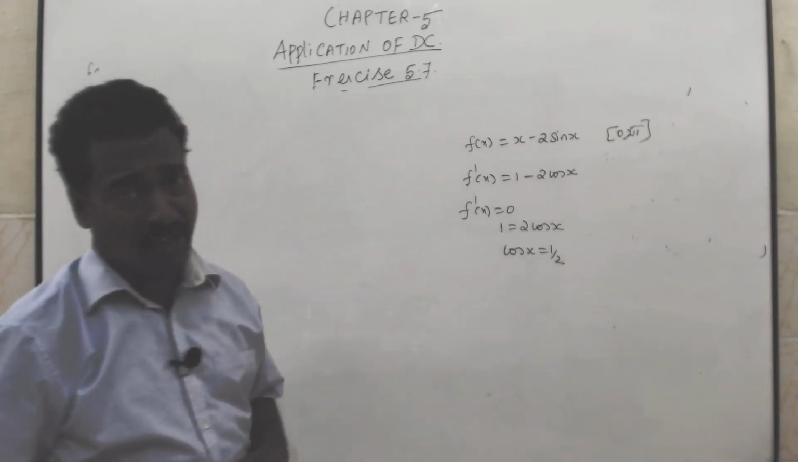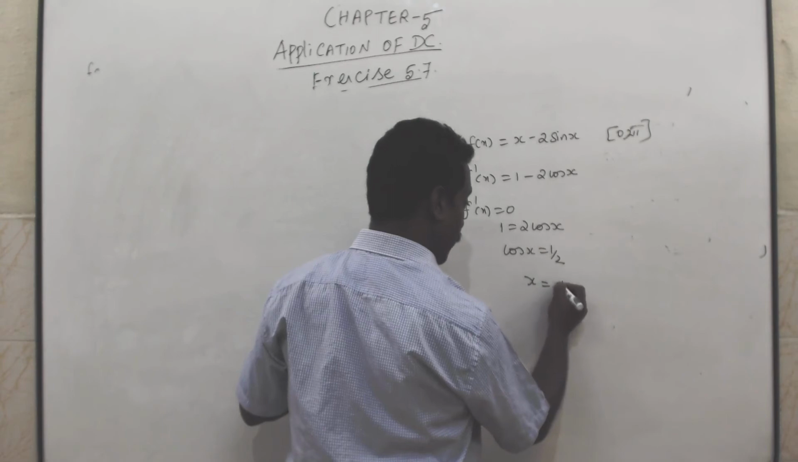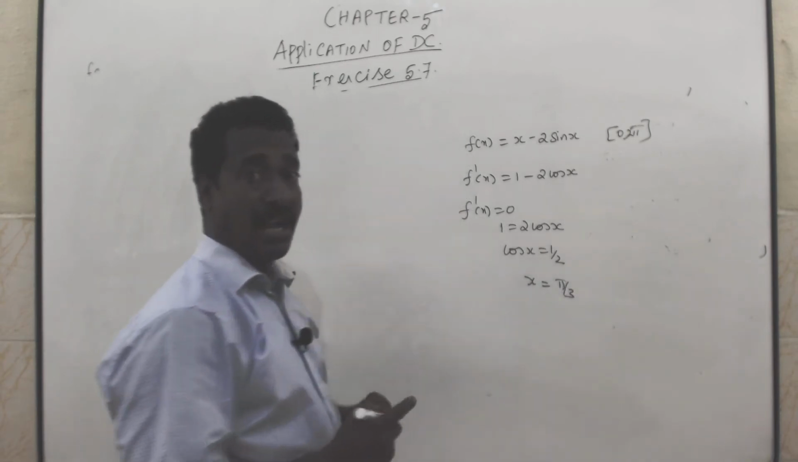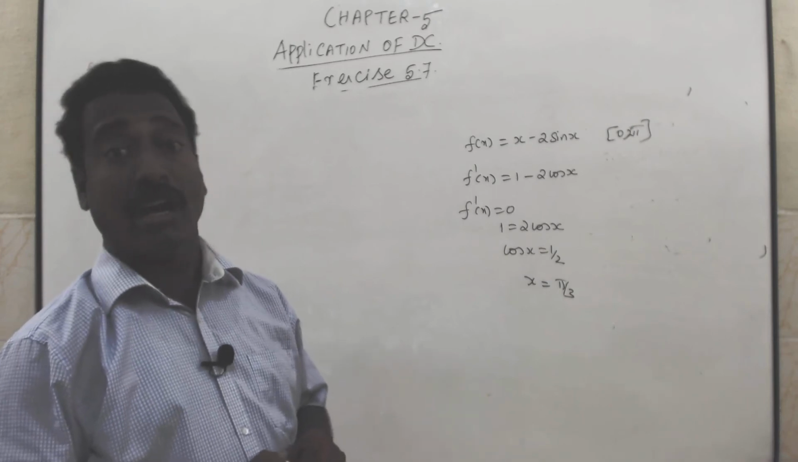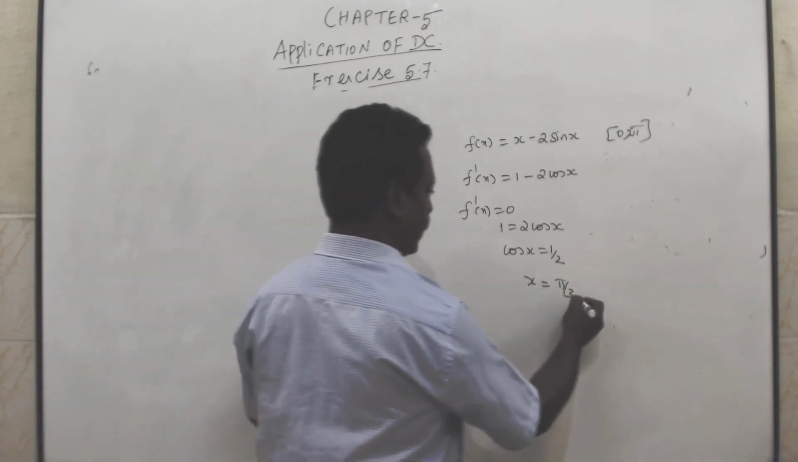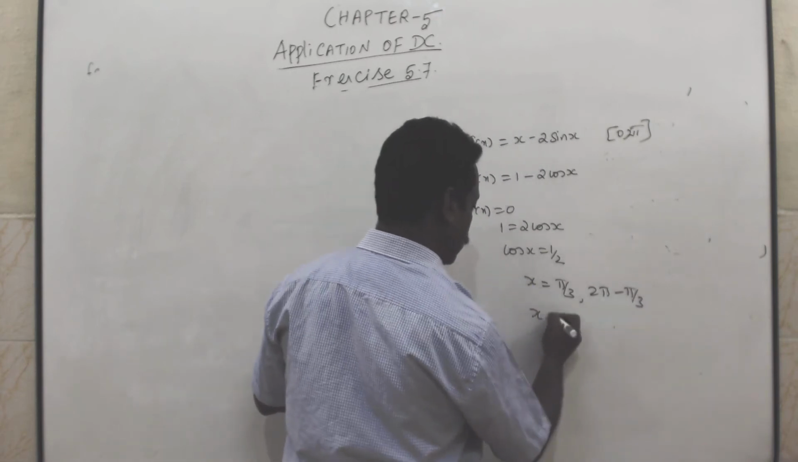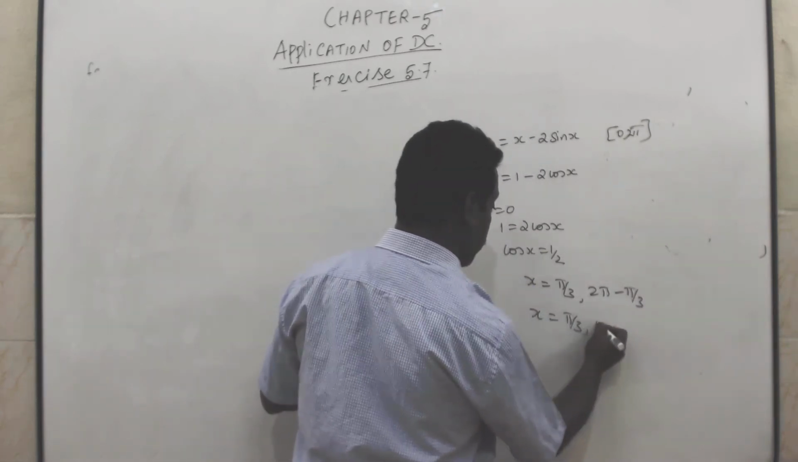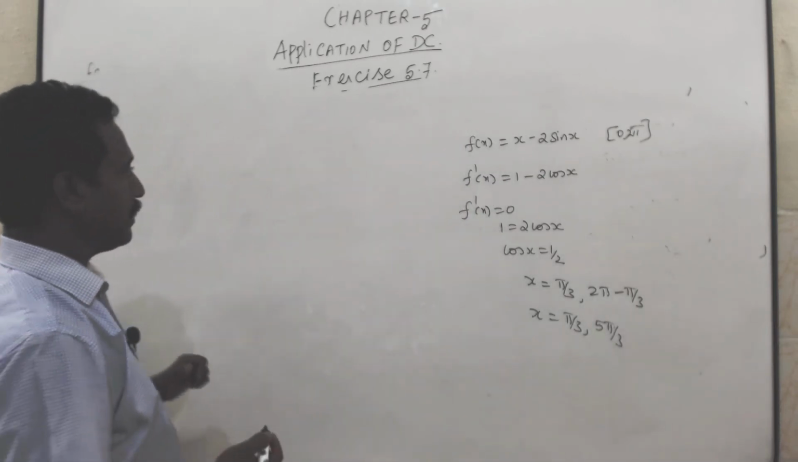For what value is cos x equal to 1 by 2? x is equal to pi by 3, 60 degrees, or it lies in the fourth quadrant. Cos is also positive in the fourth quadrant. That's why 2 pi minus pi by 3, that is 5 pi by 3. So x is pi by 3 comma 5 pi by 3.